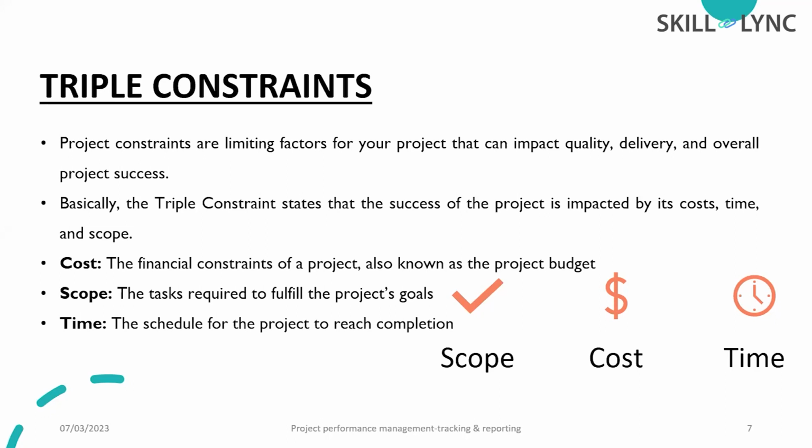So what is cost? Cost is nothing but the financial constraint of the project, also known as the project budget. If you are going to do a residential construction or an infra project, there will be a limiting factor known as money, which is one of the major factors. That is known as the budget of the project, or the cost. That factor we need to consider while tracking the performance.